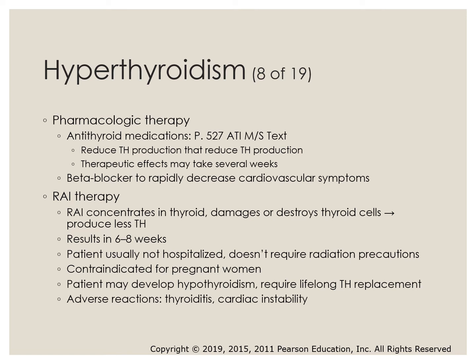The radioactive iodine therapy, it concentrates in the thyroid. It damages or destroys the thyroid cells, so they produce less thyroid hormones. You may see results in 6 to 8 weeks. The patient's usually not in the hospital, doesn't require radiation precautions. It is contraindicated for pregnant women. Patient may develop hypothyroidism and require lifelong thyroid replacement. Adverse reactions are thyroiditis, which is inflammation, and cardiac instability.